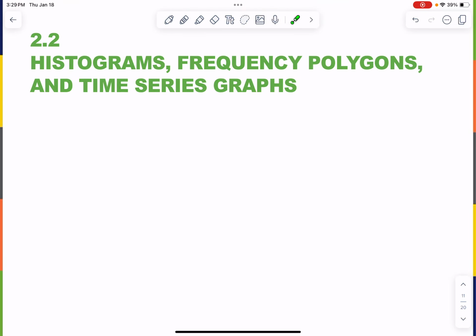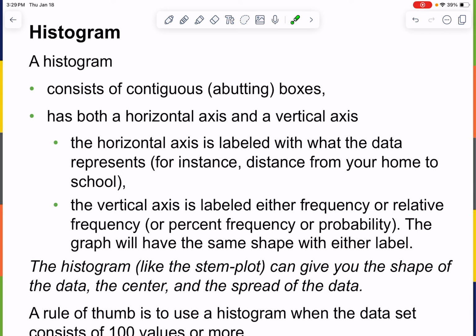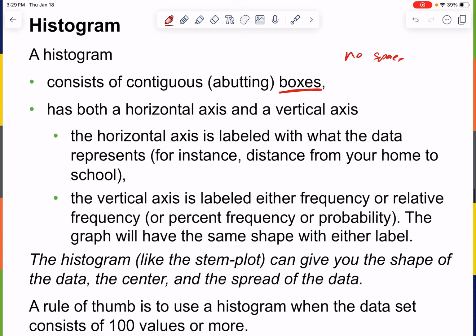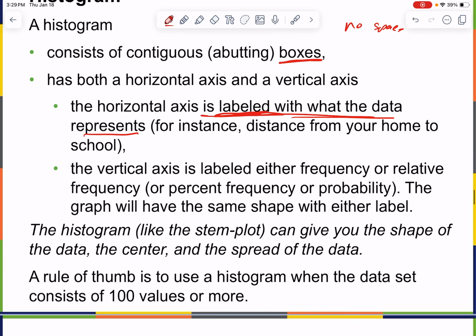Now I want to talk about 2.2, which is histograms, frequency polygons, and time series graphs. All right, the first of these is a histogram. A histogram consists of contiguous or abutting boxes. There's no space in between the boxes. No space. Okay. A histogram has a horizontal axis and a vertical axis. The horizontal axis is labeled with what the data represents. The vertical axis is the frequency or relative frequency.